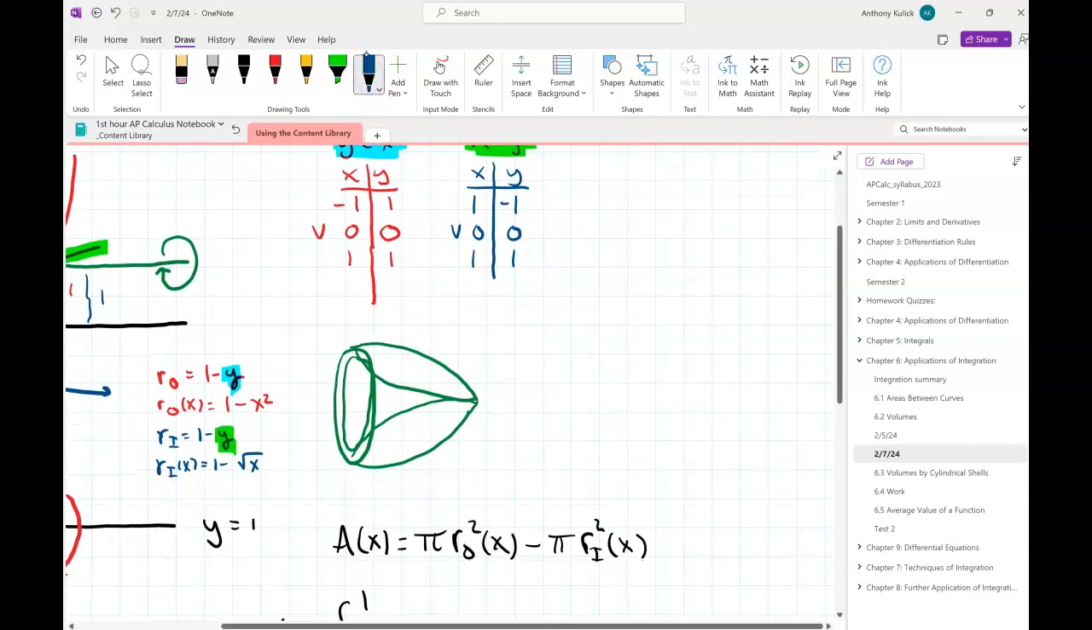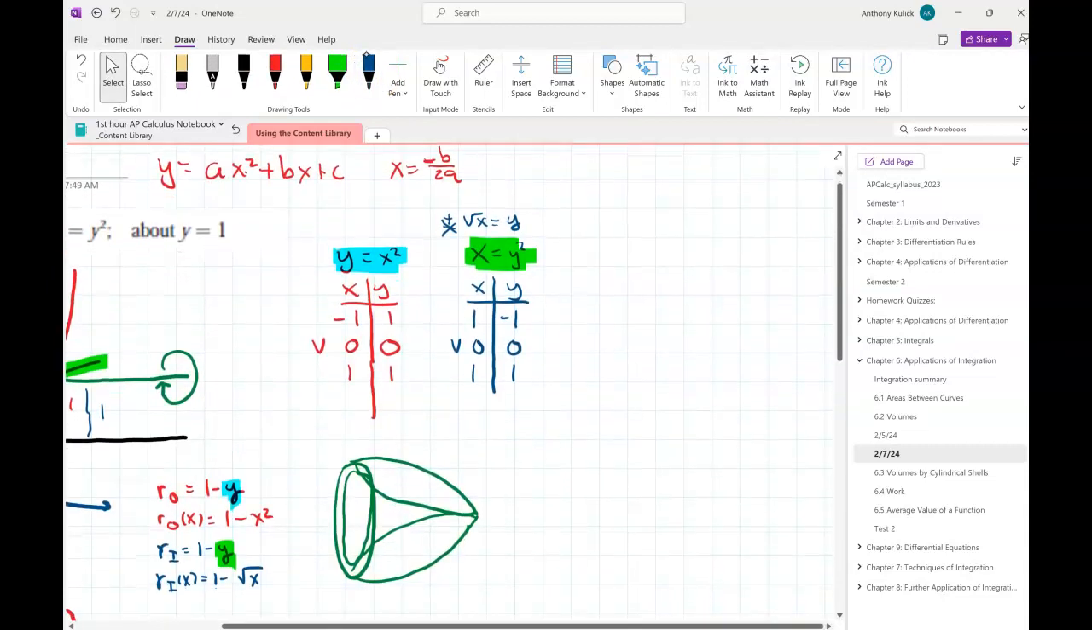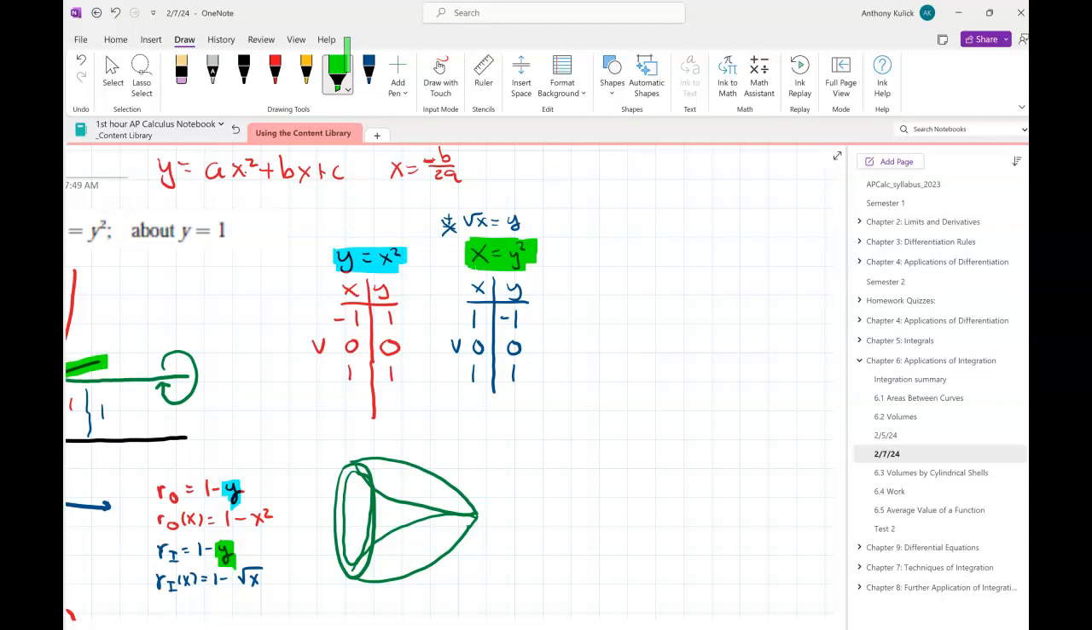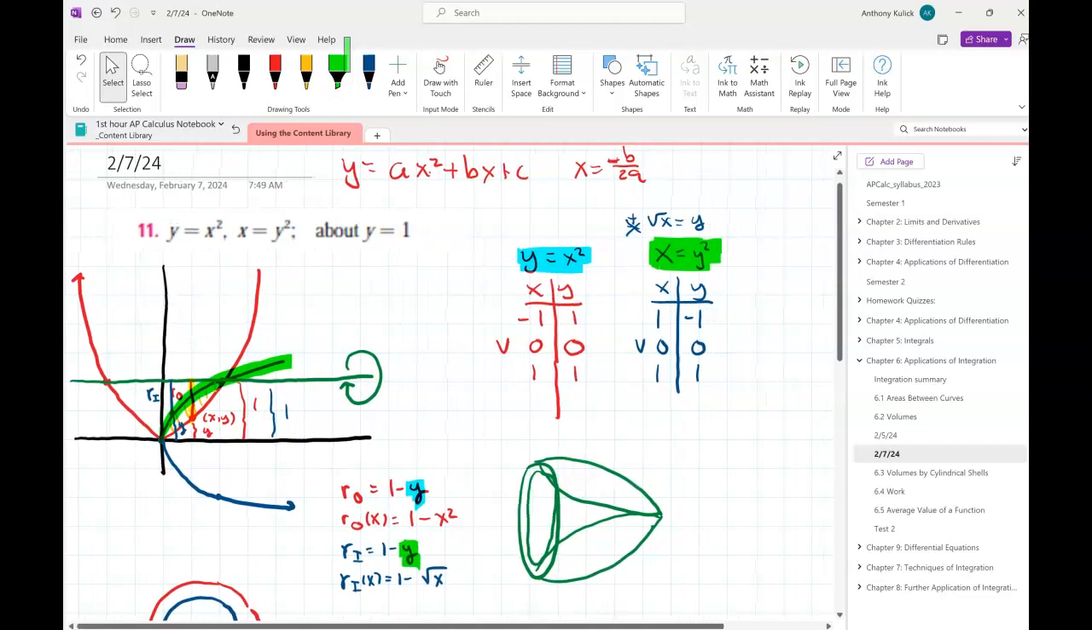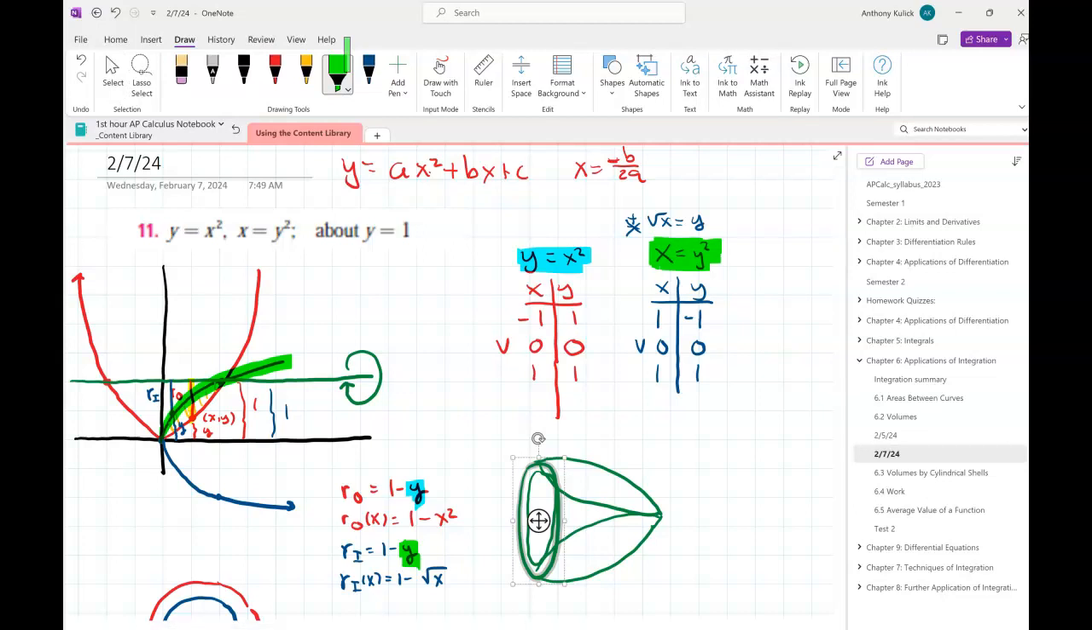So I found that r inner was 1 minus y, right? If I go to the equation for the inner function, that's x equals y squared. So to figure out y in terms of x, I just square rooted both sides. So y is going to be plus or minus the square root of x. And I decided that I needed the positive square root because I'm on the positive part of the parabola, the part that's above the x-axis. Sure.